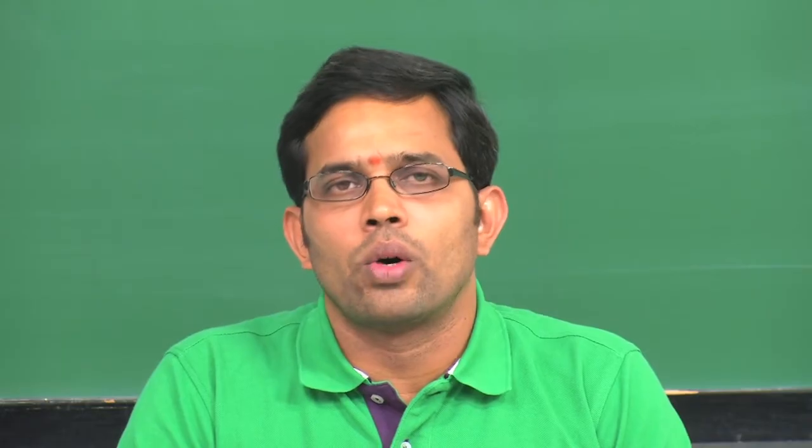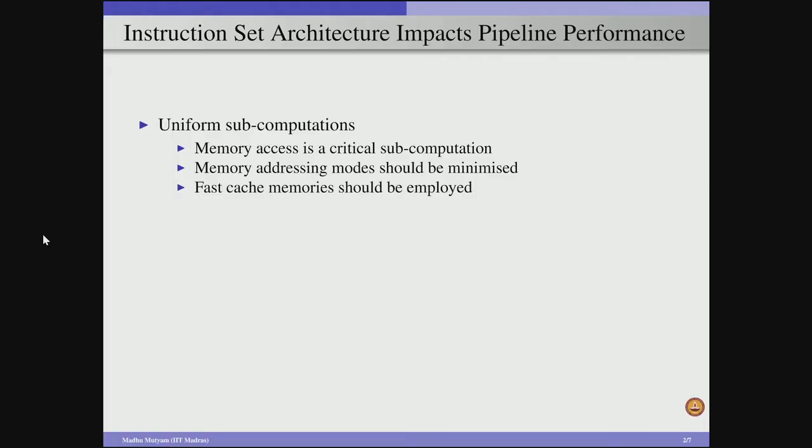In fact, the instruction set architecture has a significant impact on the overall performance improvement that we get through pipelining. Again, we consider those 3 categories, and then we will see how the ISA has an impact. First we start with uniform subcomputations. According to uniform subcomputations, our overall computation can be divided into subcomputations, and each subcomputation takes the same amount of time as the other subcomputations. But if we use too many memory addressing modes, then we may get a significant performance penalty, or we may not achieve very good performance through pipelining.